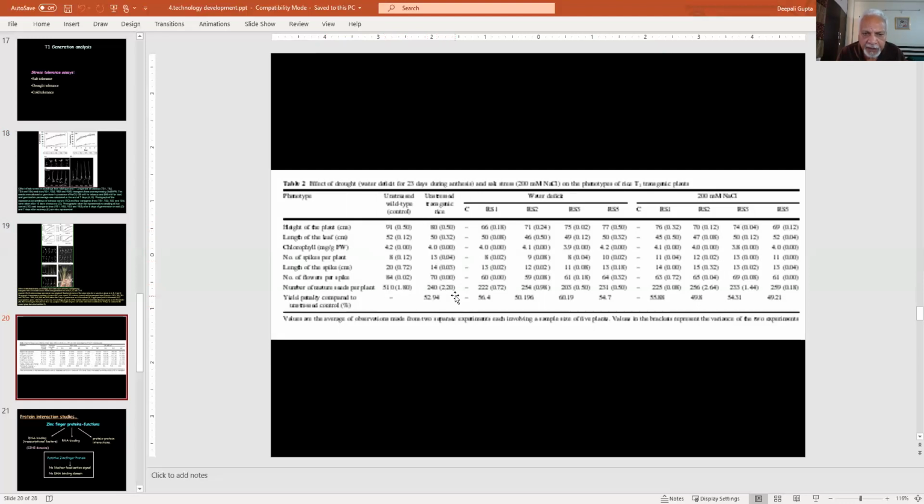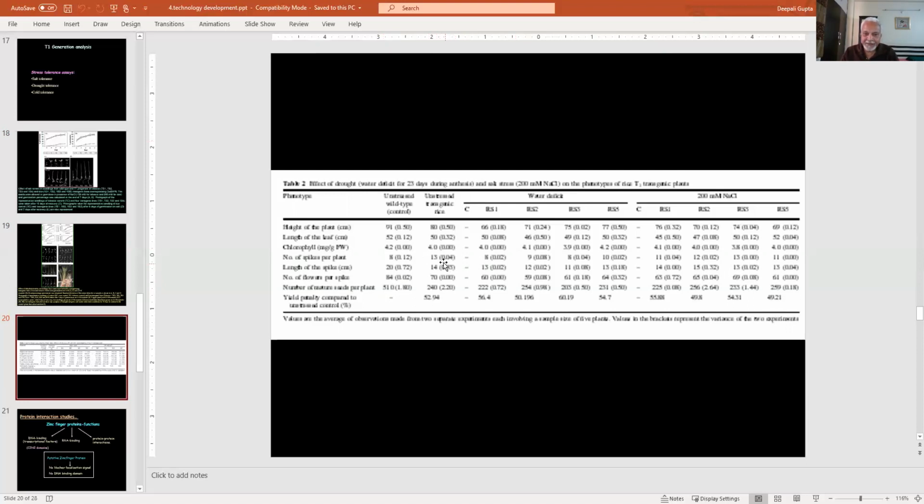But if you see here, they show a yield penalty of 52%. So even under normal conditions, transgenic lines are showing a yield penalty of 52% in the seed production. If you see the number of seeds per plant here and the number of seeds per plant here. Now, this penalty may be due to the constitutive expression of the gene, because that may be giving some stress of its overproduction.